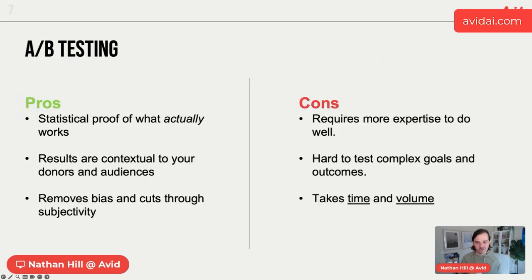Now, it's not all pros with A/B testing. There are challenges. It requires some expertise to do it well. Granted, I'd rather you just jump right into testing and fail forward, learn from mistakes as you go. You don't have to be a data scientist to get started, but it does take some expertise to do it well. It can be really hard to test complex goals and complex outcomes, so it's not always the best tool for making huge strategic decisions that have a lot of different variables. It might be something you can use to isolate those different variables over time and inform your thinking.